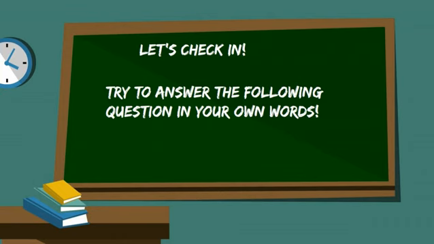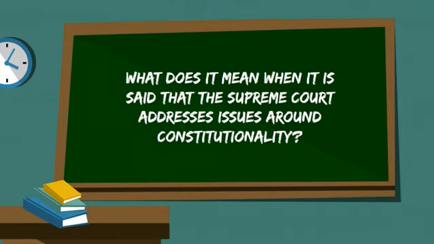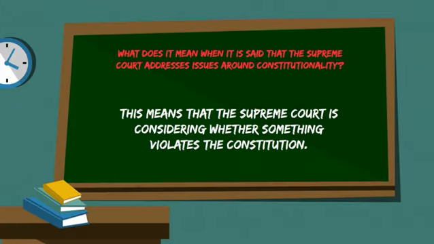Let's check in. Try to answer the following question in your own words. What does it mean when it's said that the Supreme Court addresses issues around constitutionality? This means that the Supreme Court is considering whether something violates the Constitution.